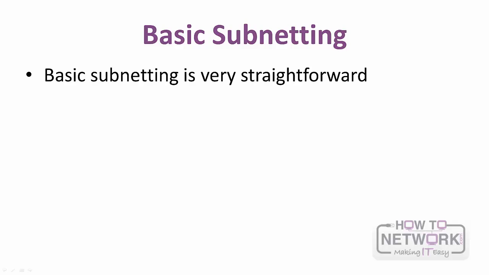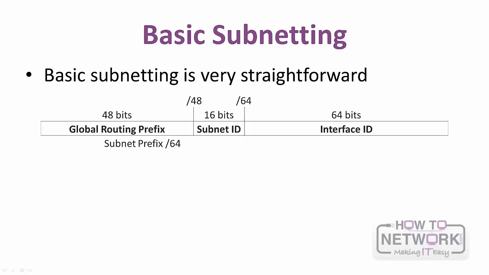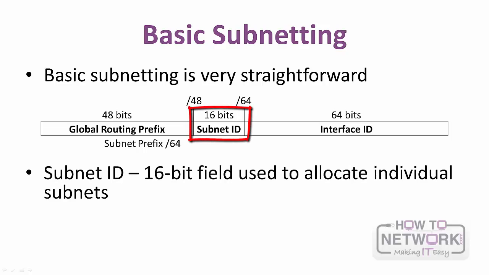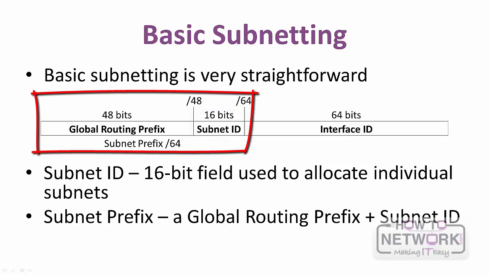Basic subnetting of an IPv6 address is very straightforward. In many ways, it is much simpler than subnetting an IPv4 address. Unless we are subnetting on a natural octet boundary in IPv4, the specific subnets are not always obvious. It is important to clarify a couple of terms. As illustrated in this figure, there is both a subnet ID and a subnet prefix. The term subnet ID refers to the contents of the 16-bit field used to allocate individual subnets, while subnet prefix refers to the global routing prefix and the subnet ID addressing bits.